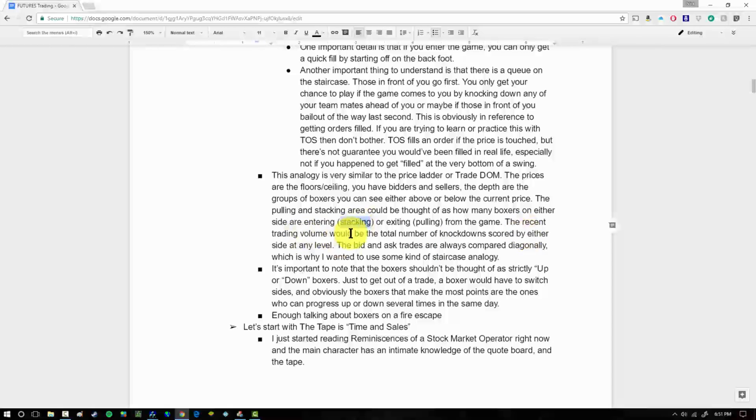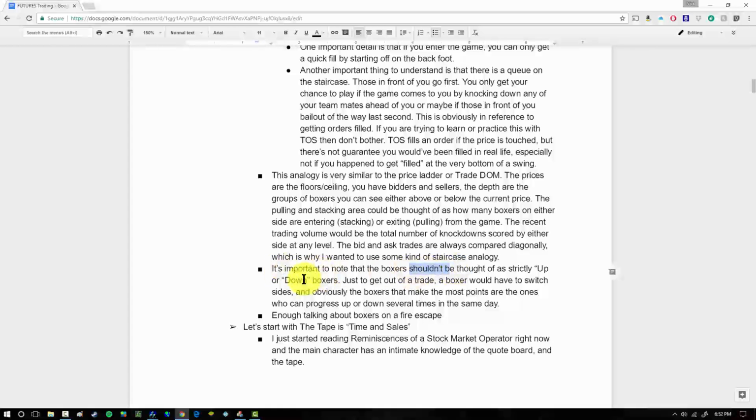Recent trading volume would be the total number of knockdowns scored by either side at any level. So you could think of those as the participants. The ones that are active would show up in this number of recently traded volume. The bid and the ask trades are always compared diagonally, which is why I wanted to use some sort of staircase analogy. So let's take a look at that, and also remember this little quick note here.